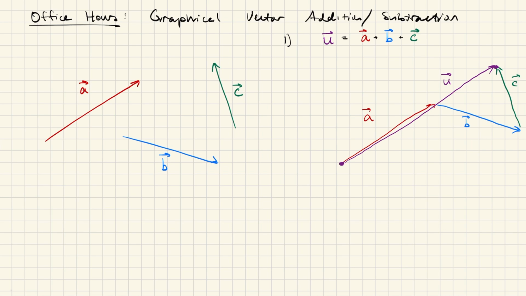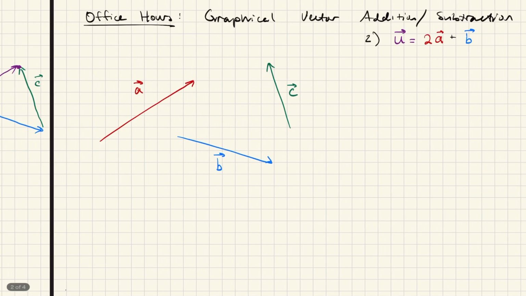Okay, so hopefully that was a nice straightforward problem. We didn't have to do any scalar multiplication or subtraction. So this one's just kind of like thinking about copy pasting all these vectors on top of each other. The next problem is going to include a little bit of scalar multiplication.